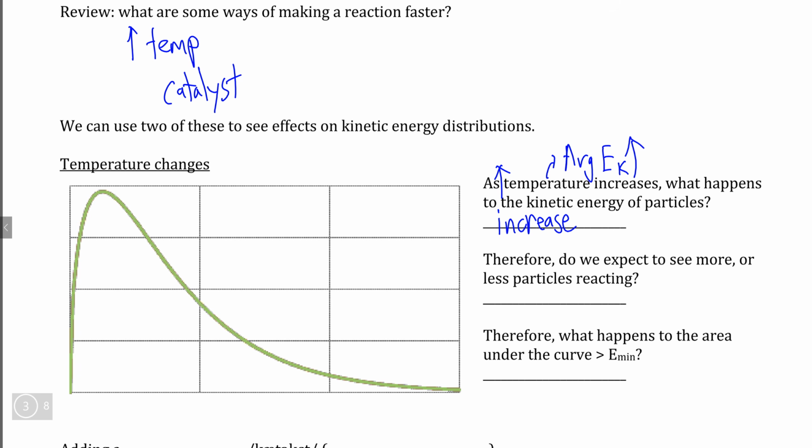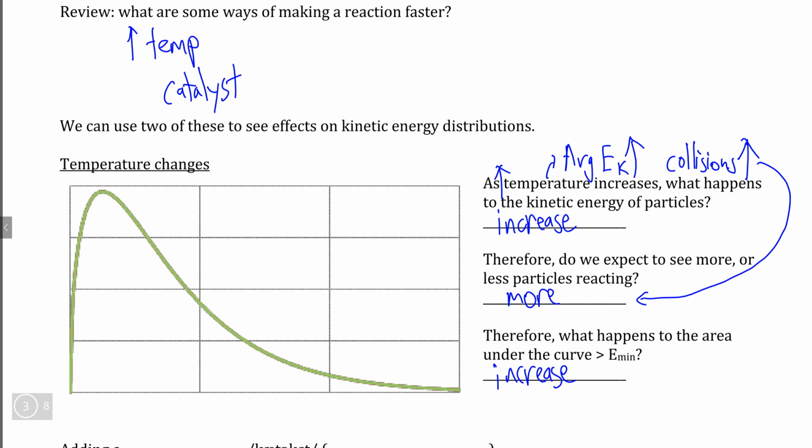That's pretty straightforward. Because particles have more kinetic energy, that means that they're moving faster. That means that we would also expect the number of collisions to increase. So if the particles are going to be hitting each other more because they're moving faster, we would naturally expect to see more particles reacting, and therefore we would expect the area under the curve that is greater than E min to increase in size as well.